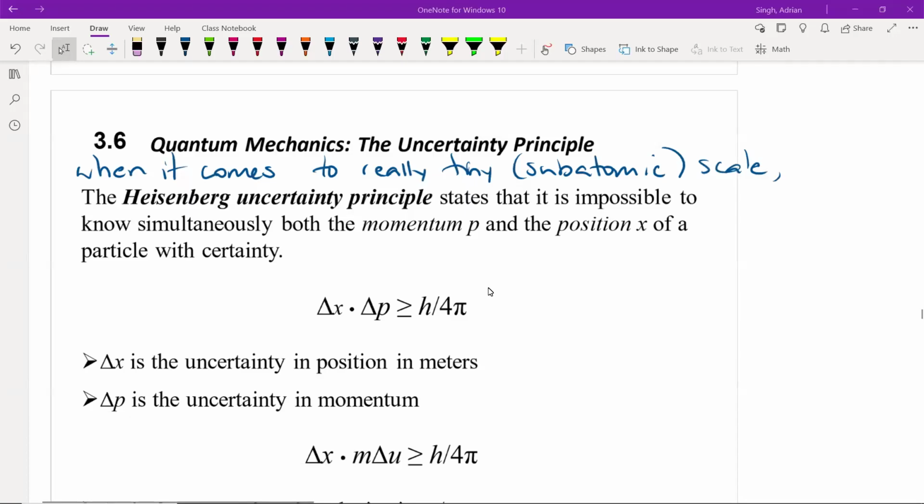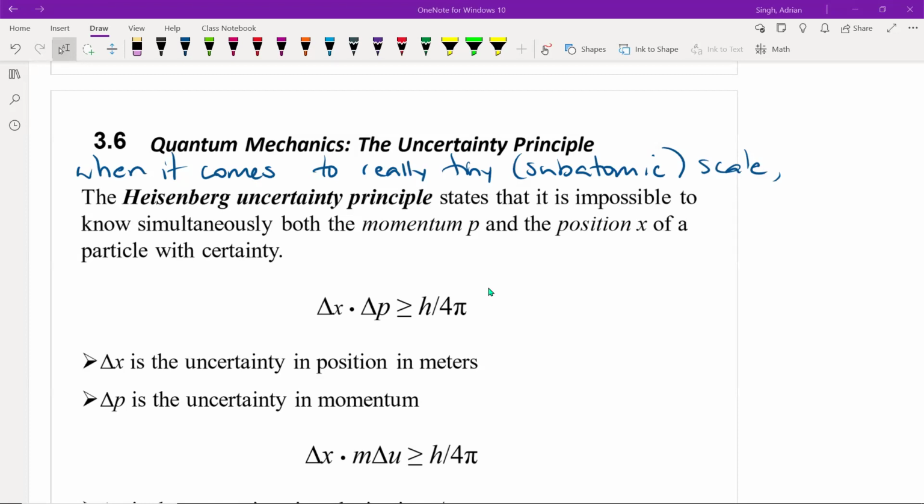So there's another very important principle that we need to consider when it comes to exploring the realm of the really tiny. So again, things like subatomic particles, the nucleus, etc. And that principle is known as the Heisenberg uncertainty principle. When we first talk about this, it may seem kind of difficult to wrap your mind around, because it doesn't quite make a whole lot of sense.